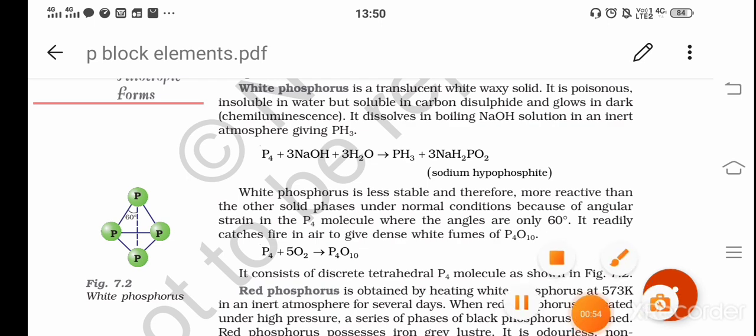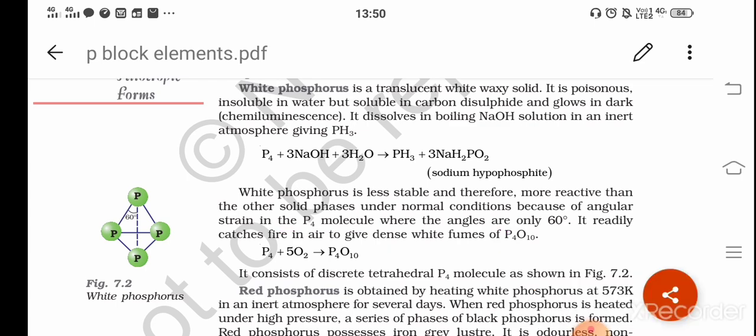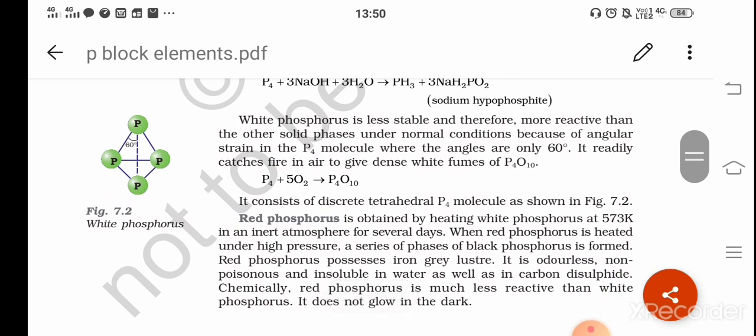It readily catches fire and forms dense fumes of phosphorus oxide. So here we can say it is more reactive than other forms. It reacts easily. The reason is its strained structure, which has weak bonding, with bond angles of 60 degrees. That is why it is considered a strained structure, and it easily decomposes in air to give dense fumes of phosphorus oxide. It consists of a tetrahedral structure as shown in the diagram.